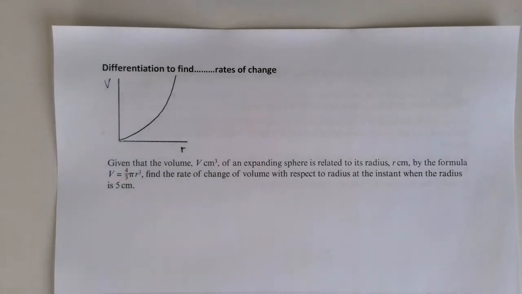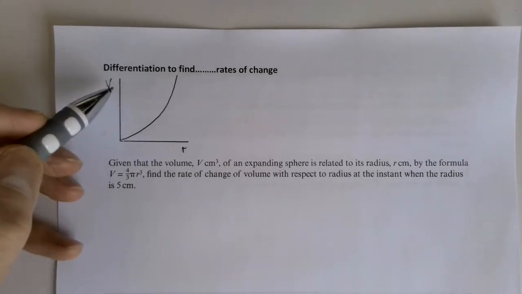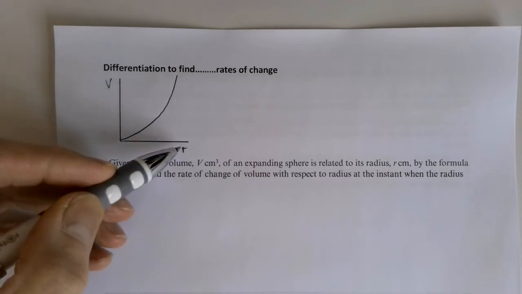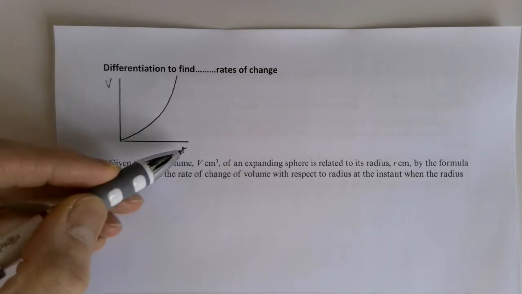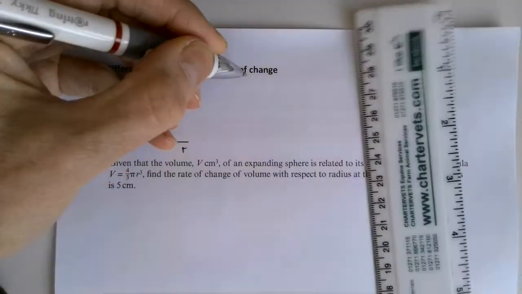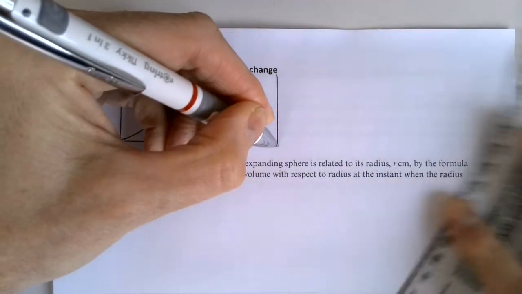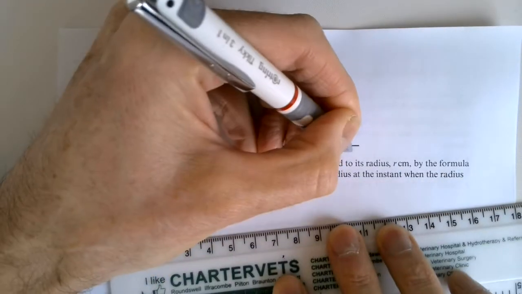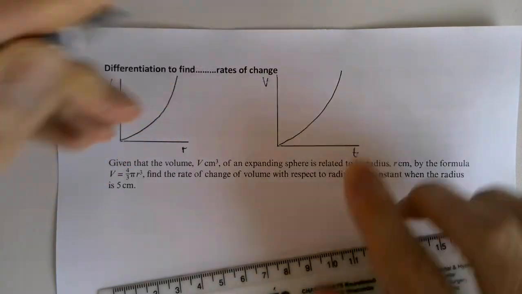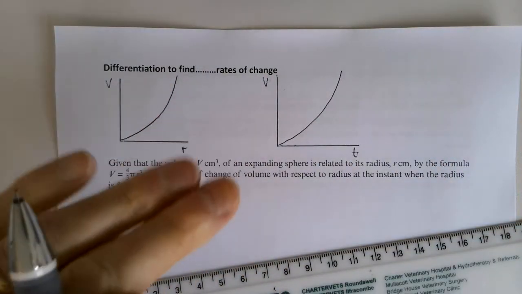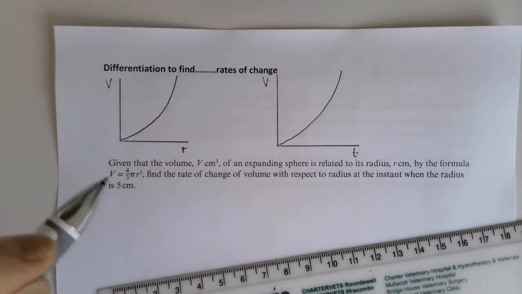Now we need to be careful because for this graph it would be the way that the volume is changing in relation to the radius. So we would call it the rate of change of volume with respect to the radius. We could draw a different graph showing time, and we might be blowing this balloon up at a constant rate, and it would probably therefore look something similar. But the gradient of that graph would be the rate of change of volume with respect to time. So anyway, this is one application of differentiation, finding rates of change.